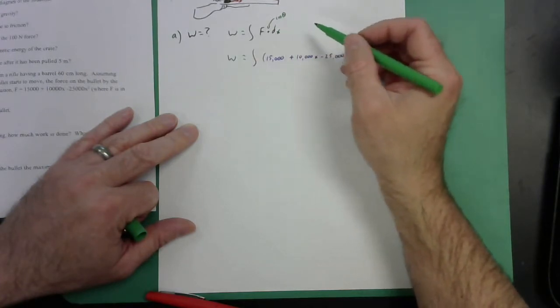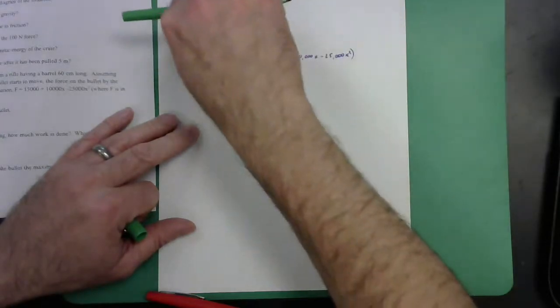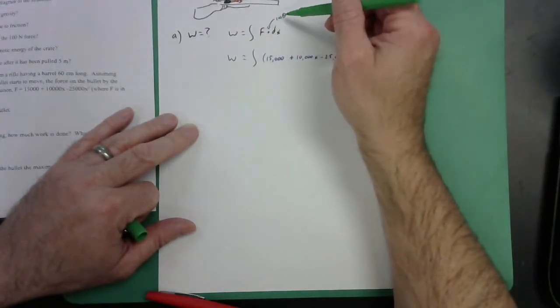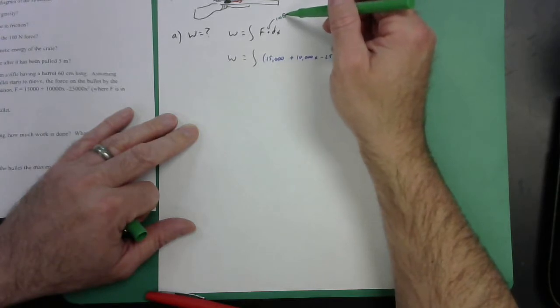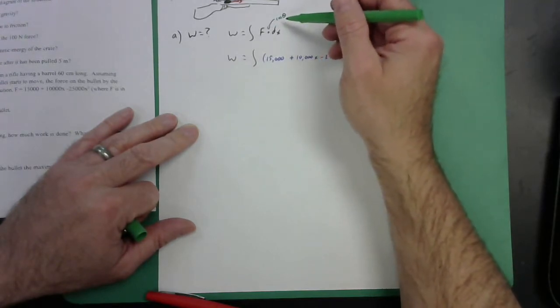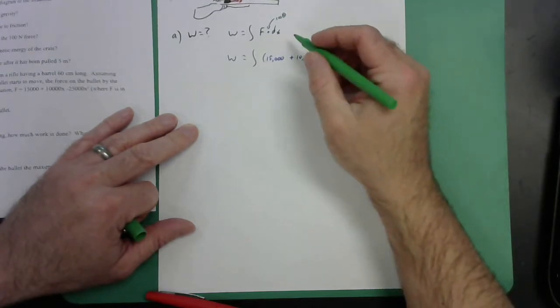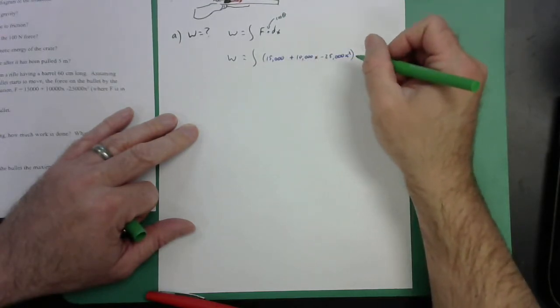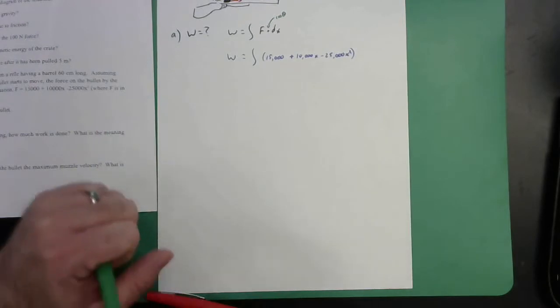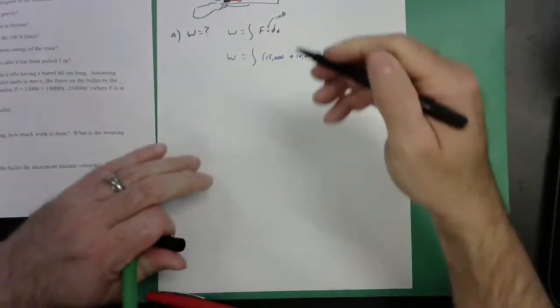Do you see that? Because my force is going to be going along the motion, it's going to be cosine of 0 degrees, which is +1, or cosine of 180, which is -1. And the sign is going to be taken care of by the sign of the force anyway. So I'm just going to leave that out. Is that okay with you? I hope that's okay.